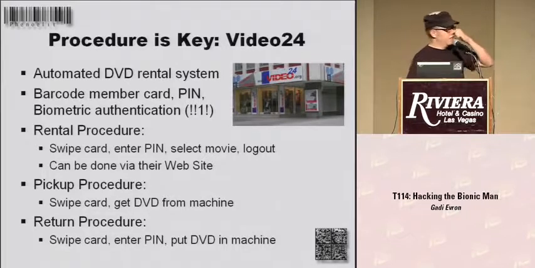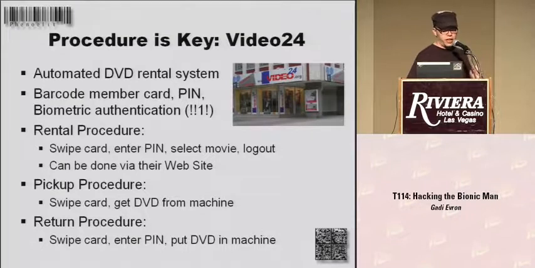So okay, here's the rental procedure and the pickup procedure. The rental procedure is you go in, you swipe your card, you enter your PIN, you select the movie you want, you log out. You can do the same thing on their website. Now, the pickup procedure to actually get to the physical data carrier, the DVD, is you swipe your card and you get the DVD from the machine. Is anyone seeing an issue here? Well, the second doesn't ask for a PIN.